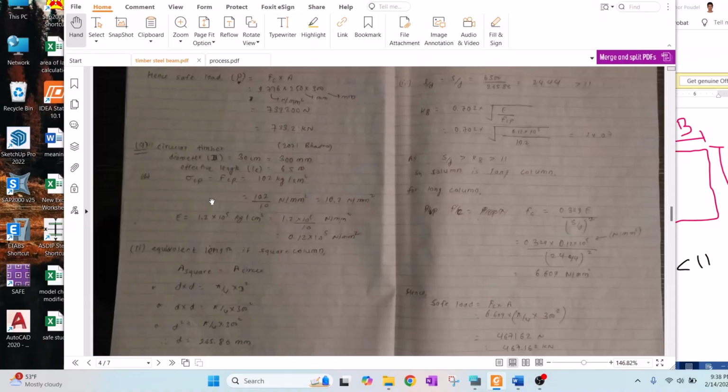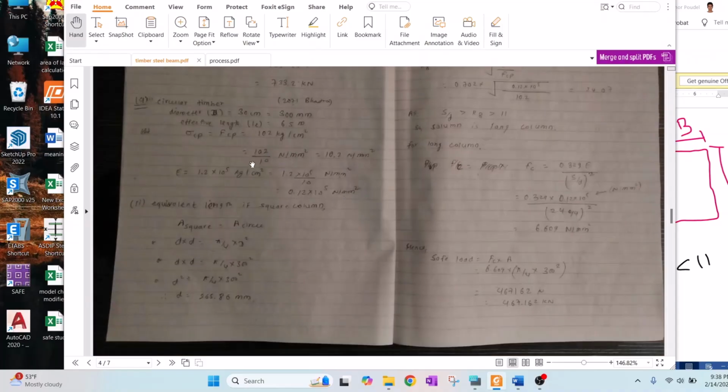So we need to convert all these values which are in kg per cm square into newton per mm square, and we can easily convert these values. So these are the given things in the question. After rewriting all these things, now we need to calculate the equivalent length with a square column. So we need to find what would be the equivalent length if it was a square column.